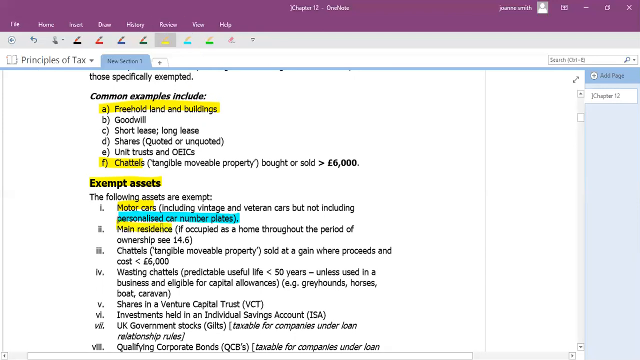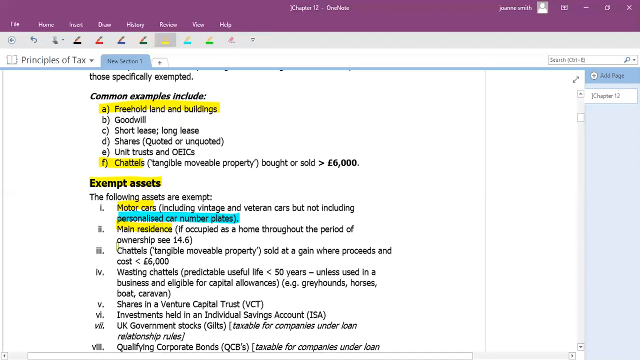Then we've got the main residence. So this is where your home is. You have your main home that you live in with your family. If you sell this, so let's say your parents want to move house and they sell it and make a profit, they're not going to be too happy if the taxman wants some tax on that. So as long as it's been your main home, you've not used it for business purposes or rented it out or anything else, then that will be exempt.